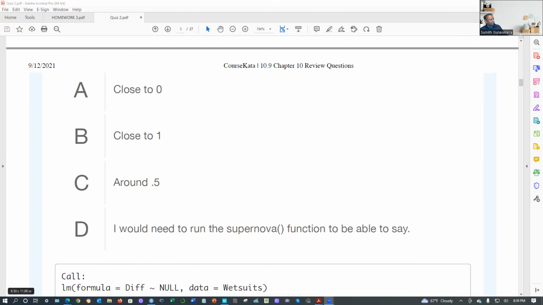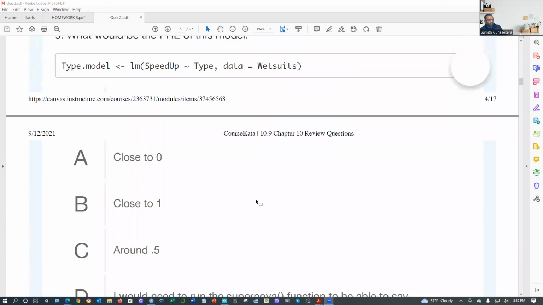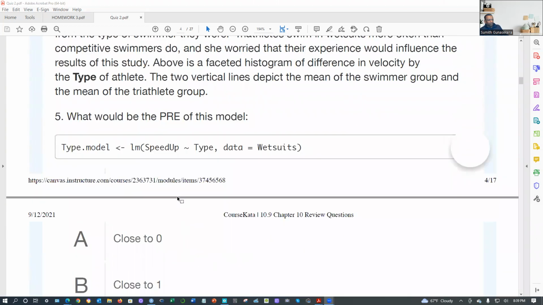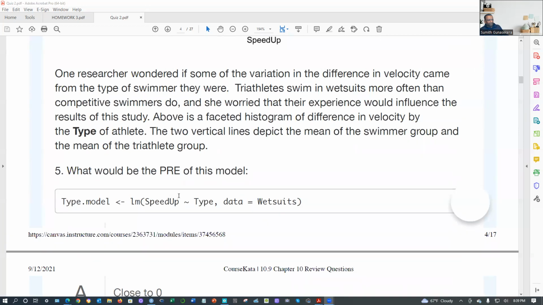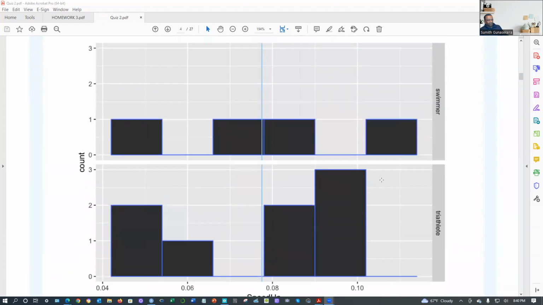Do you really need to run the supernova function in order to get that R, or can you tell for this particular one? It's getting close to zero because it's being balanced, no? For the faceted histogram, it's close to zero.